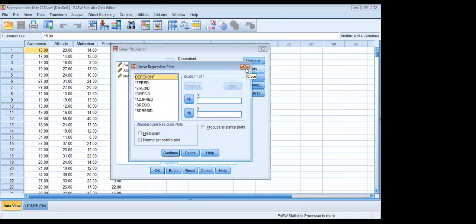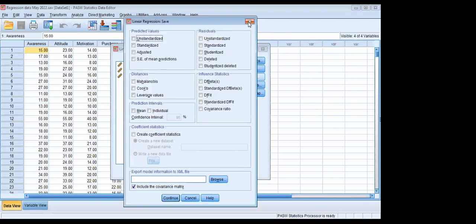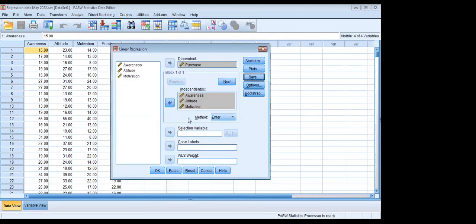Linear regression, plot Y, plot X. Okay, this is about your graph. Is it pred, DR pressed? That's okay. Leave that. Don't do anything. Save. Don't save anything, because it will be saved in your variable set. And you will be confused. So many variables will be in your list.